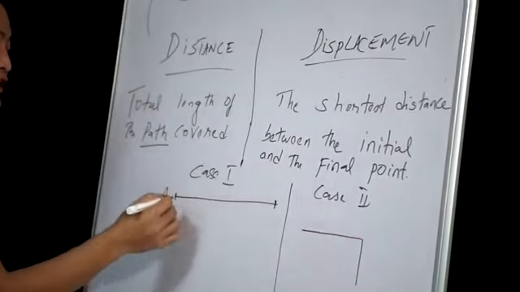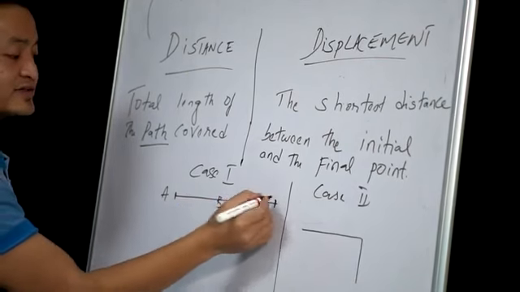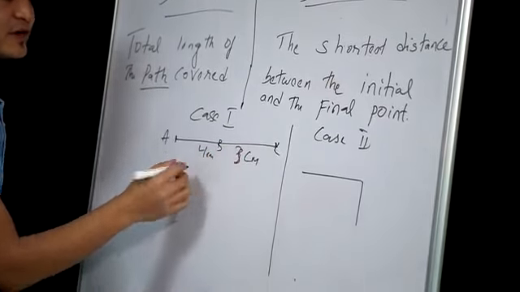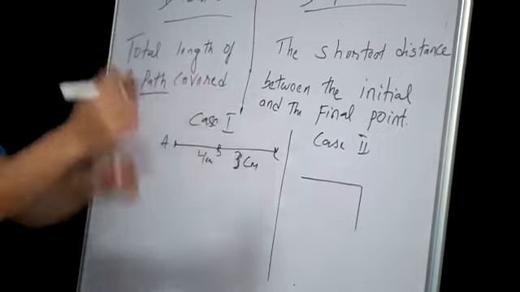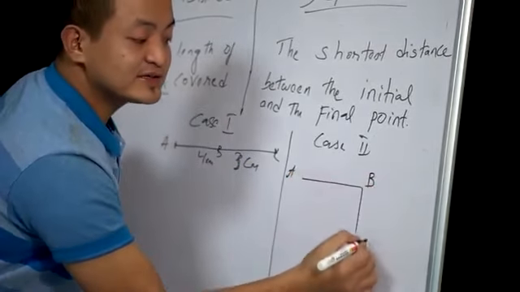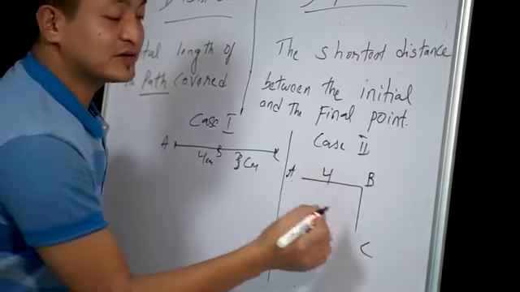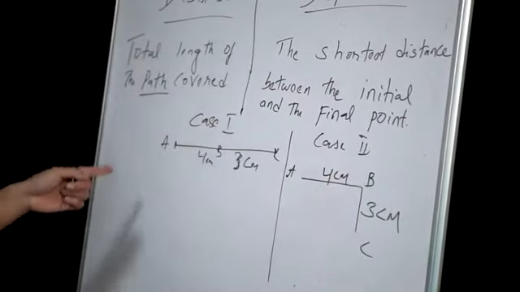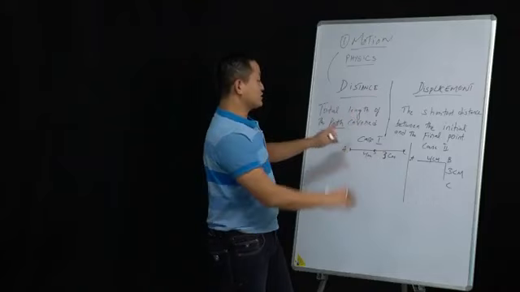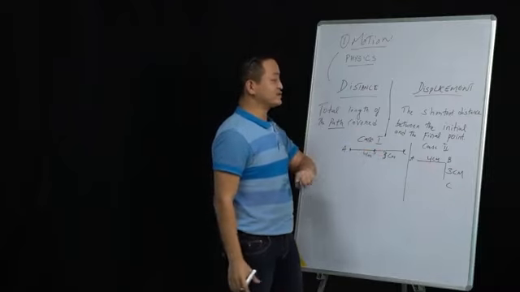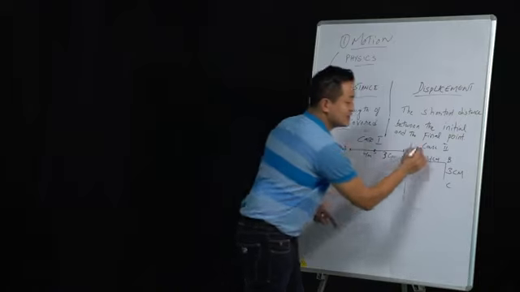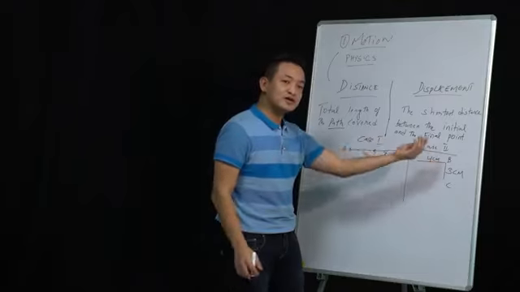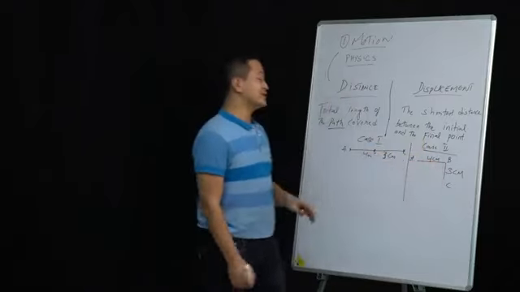So let me say that we have here A, B, and C. This is 4 centimeter, this is 3 centimeter. Same here, it's A, B, C. Here it's 4 centimeter, here is 3 centimeter. So it's the same thing. If we total the distance, it's 7 centimeter here. If we total in the second case, it is 7 centimeter. Nothing different, but here from B we are taking a turn, or else it's the same.